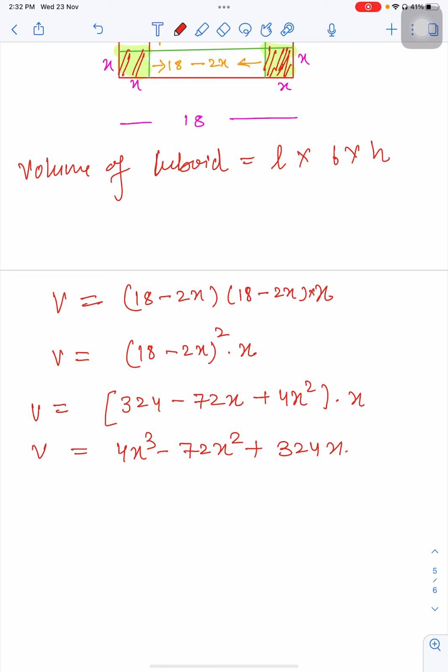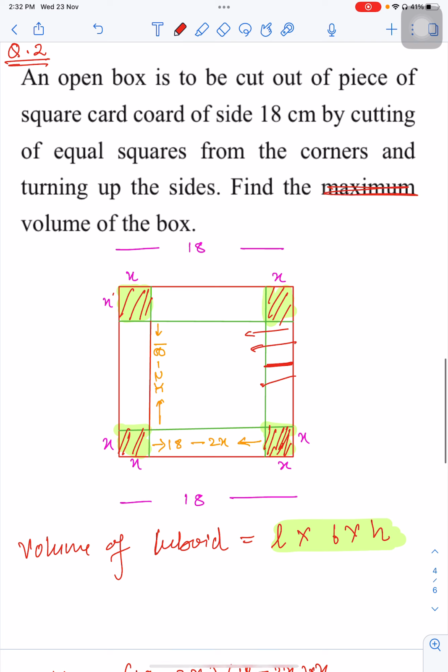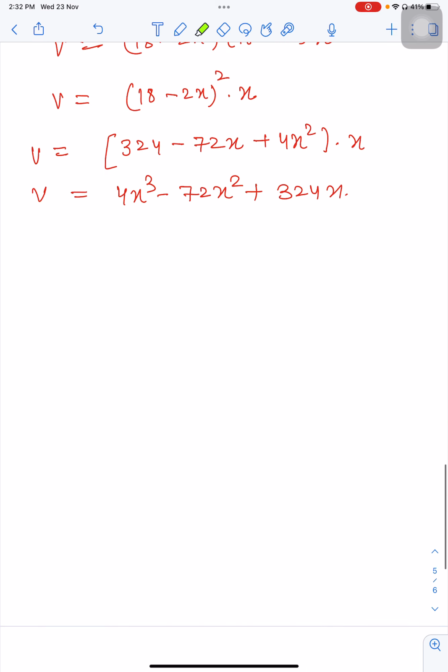This is our step 1, where we determine the function which has to be maximized. They said the volume has to be maximum. That's how we recognize that we want to find the maximum volume. Now we have the function.